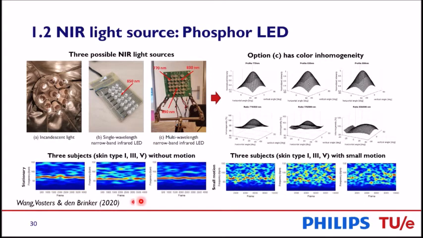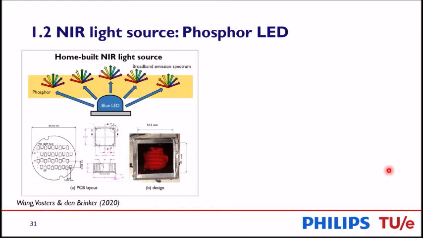For example, I put an example here with 3 subjects with different skin types. If there's no motion, then we can somehow measure the PPG frequency component. But if there are some small motions, this motion will change these color characteristics because the color is not homogeneous here, and then it will bring some problems.